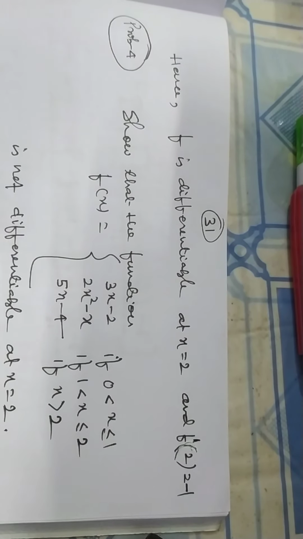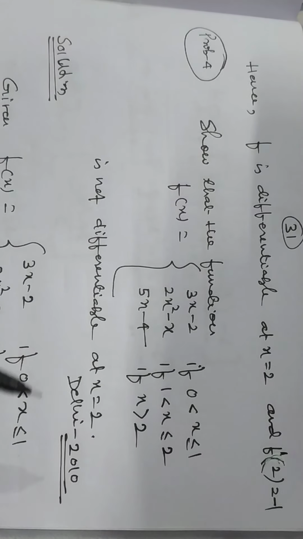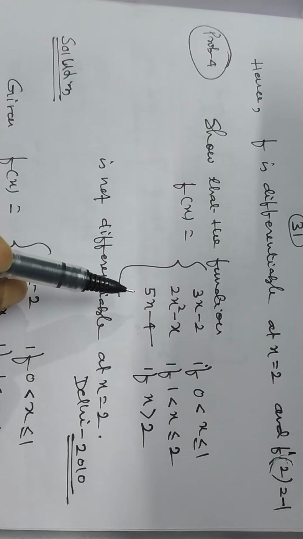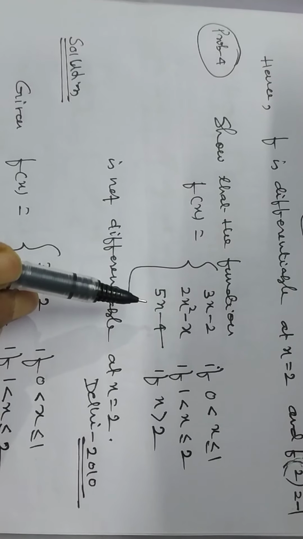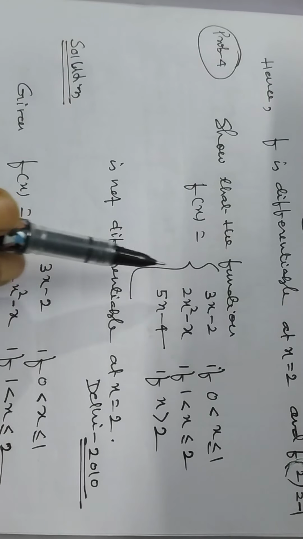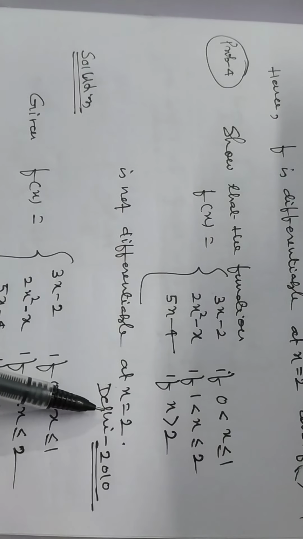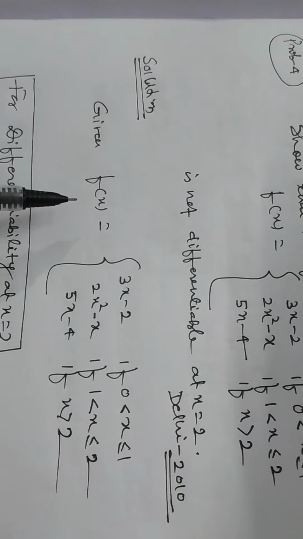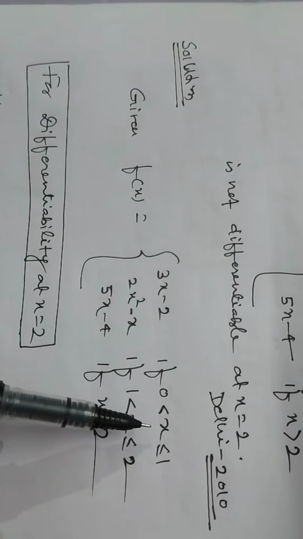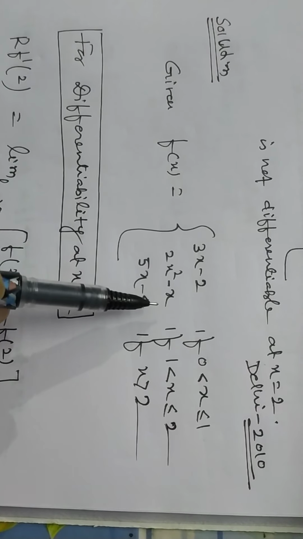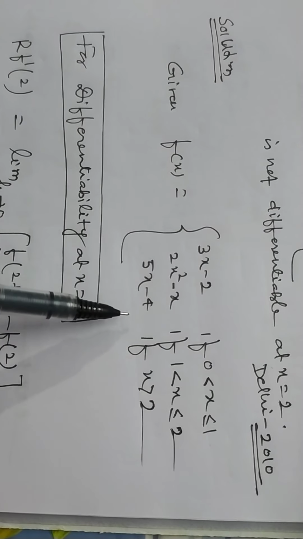Now I want to solve problem number 4, which was asked in Delhi 2010. My dear students, it is long, but I hope now you can decide what is the value of the function when x < 2 and x > 2. So now the function f(x) is equal to 3x - 2 if 0 < x < 1, 2x² - x if 1 < x ≤ 2, and 5x - 4 if x > 2.